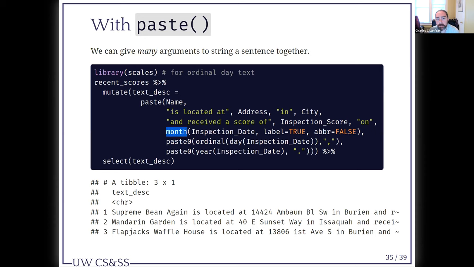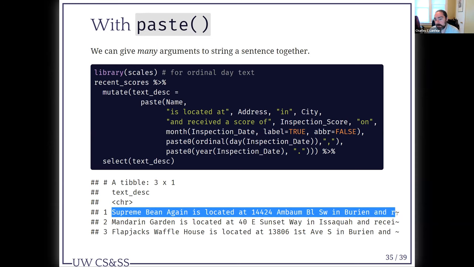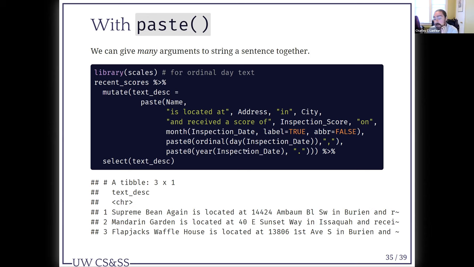So this code here says, give me the month of the inspection date, return it as a label instead of a numeric, and do not abbreviate it. This says, take the ordinal day of the inspection date, and this says, take the year of the inspection date, numeric. What this is going to do is paste together text like, Supreme Bean again is located at 14424 Umbum Boulevard Southwest in Burien and received a score of so-and-so, but the text runs off to the right. I will address this in a minute so we can see the full text it's generated. So this is essentially a dynamically generated sentence. Some of these things are the same in every sentence, like is located at, but I've used variable data from different columns to populate different fields in here.